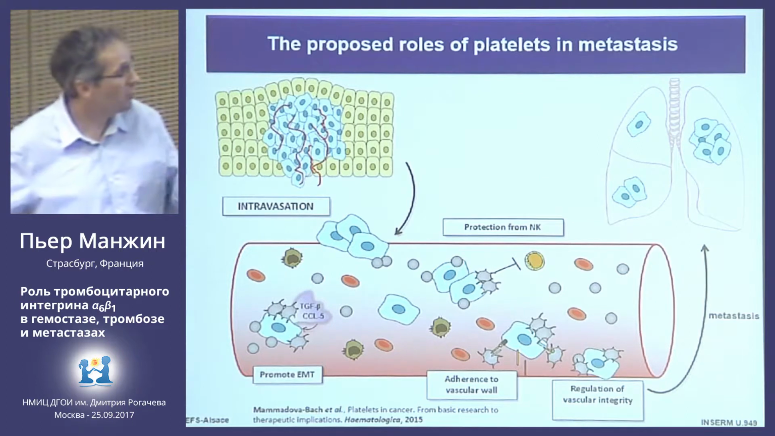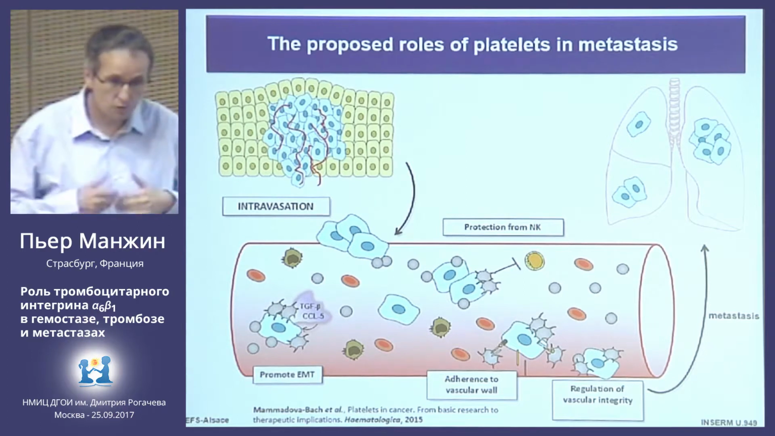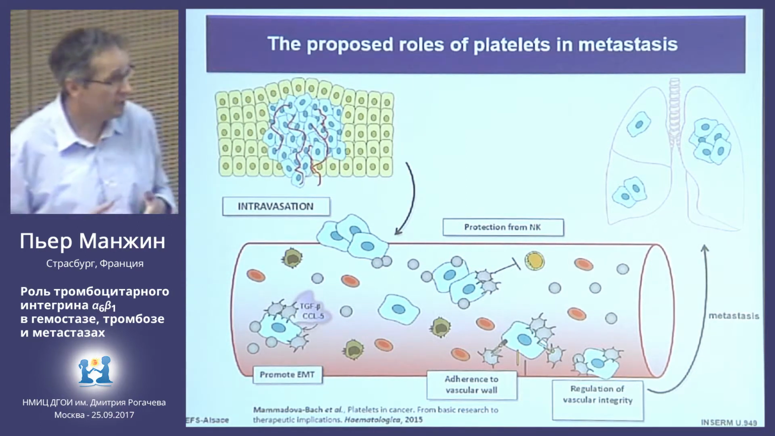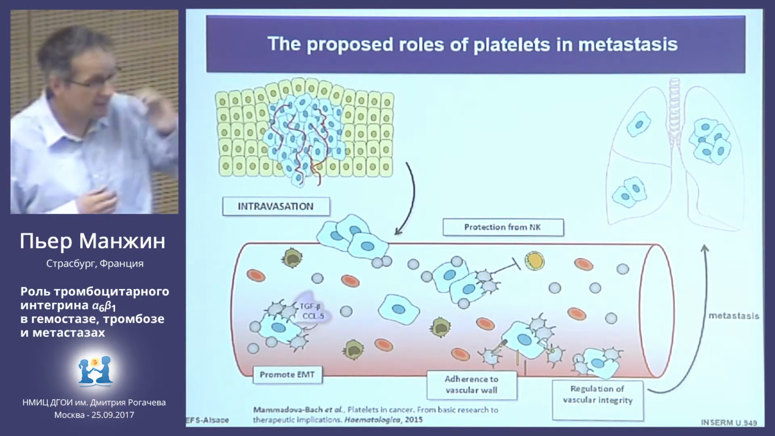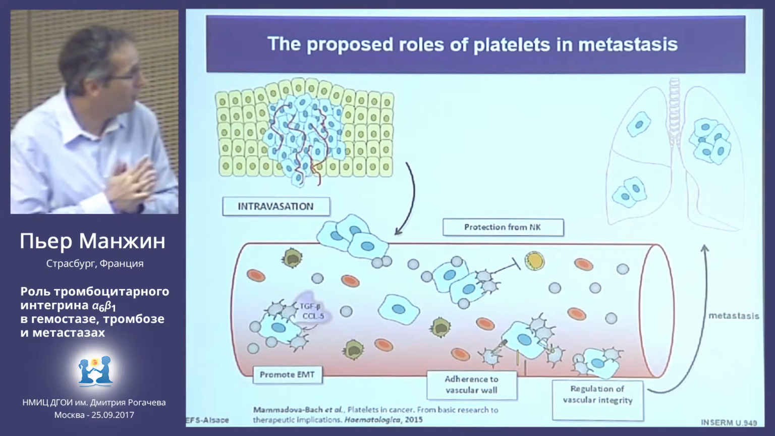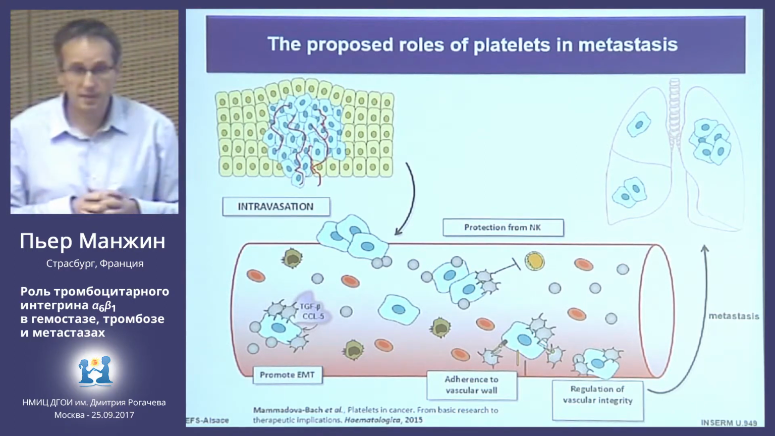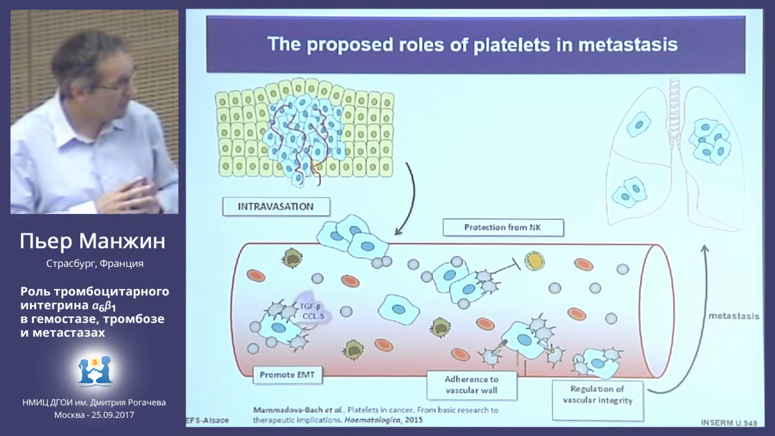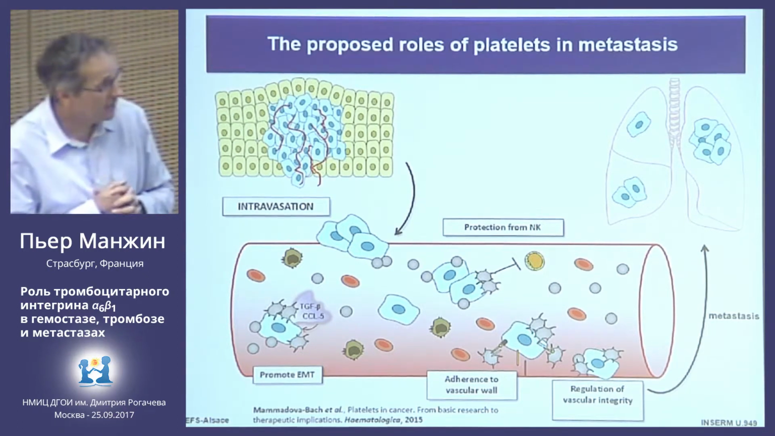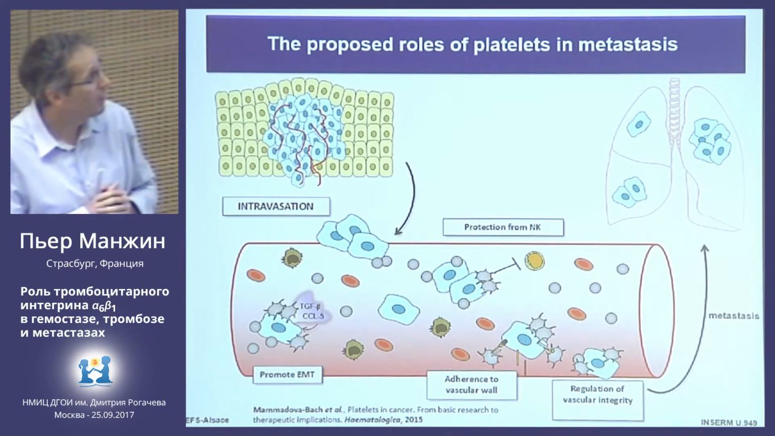It has also been proposed that tumor cells in the vessel could promote some inflammation. We know that inflamed endothelial cells can release VWF, and that platelets can then interact with it. So there is the idea, which still needs to be confirmed, that platelets could facilitate the recruitment of tumor cells at distant sites. And finally, it's known that platelets regulate vascular integrity, and it has been proposed that they might help the tumor cell to extravasate.